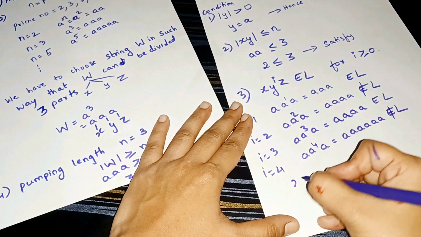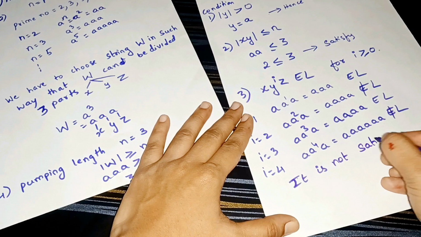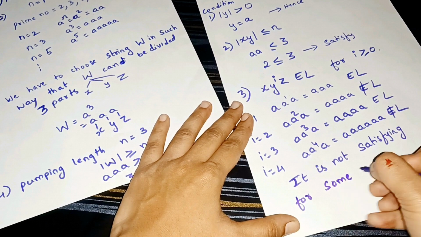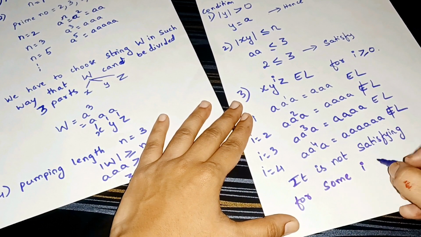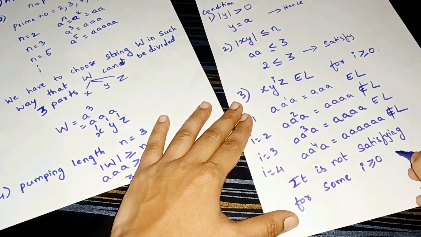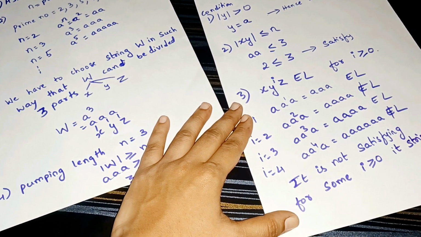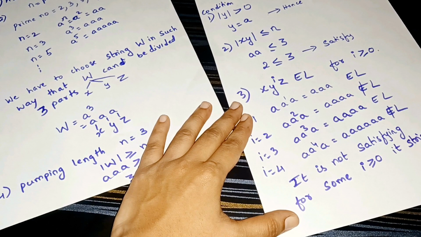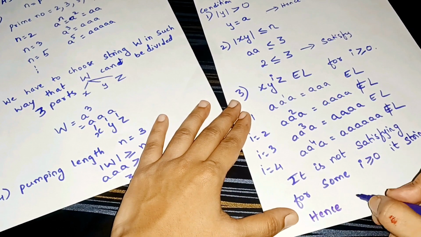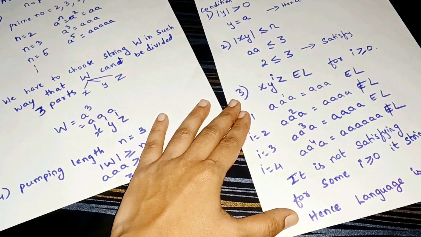So we can say this condition is not satisfied for some i greater than or equal to 0. The string does not belong to the language, hence the language is not regular.